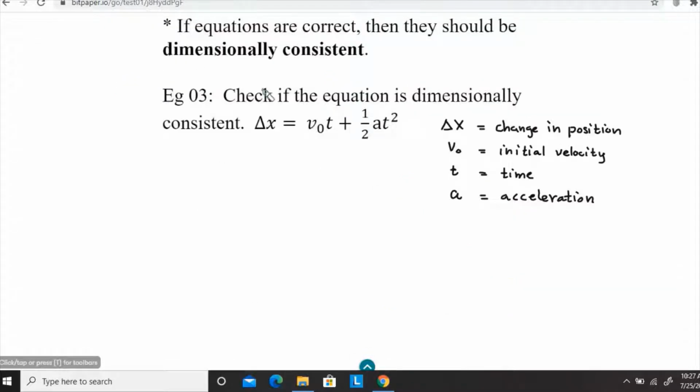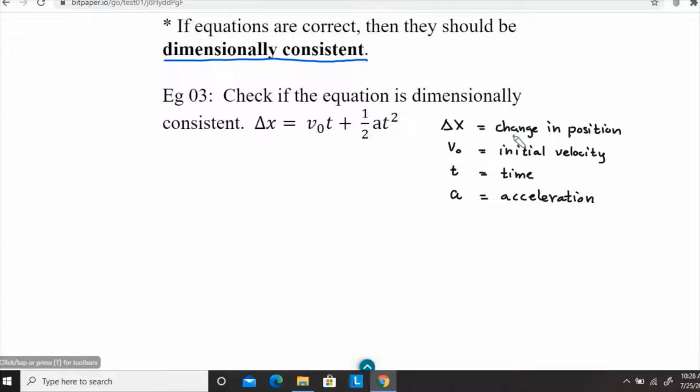We can use dimensions to check if an equation is correct. If an equation is correct, we say that it is dimensionally consistent. Let's try to do an example on this. Example number 3: check if the equation is dimensionally consistent.